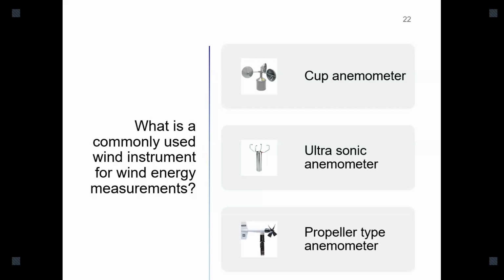There are three wind measuring equipments here. It's a cup anemometer. I hope you already learned about that and have seen this type of cup anemometer in a lot of places, maybe on top of buildings, maybe at wind measuring stations. The ultrasonic anemometer can also be used for wind measurements, and the propeller type anemometer. Then my question is, what is a commonly used wind instrument for wind energy measurements?